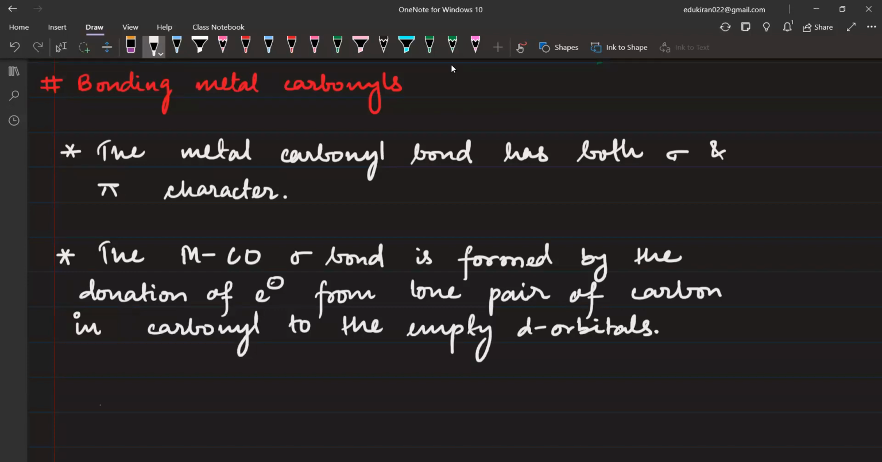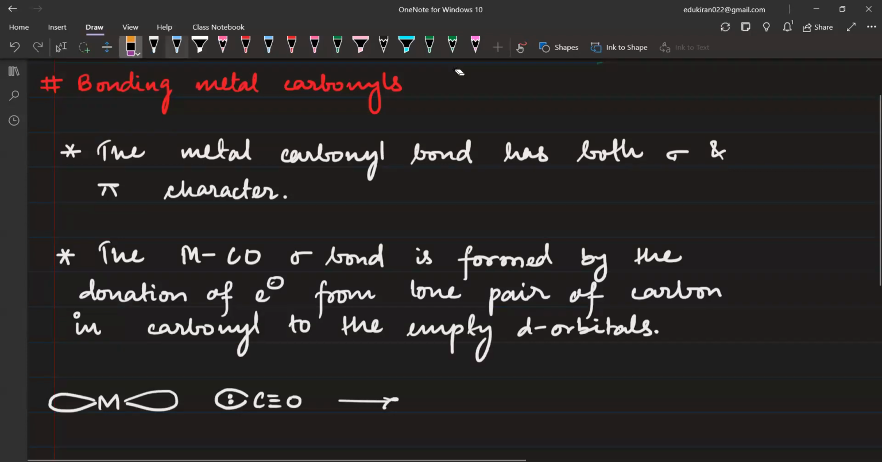Okay. So we have metal. Metal will have some d orbitals which are empty, and we have carbonyl. Now this carbonyl is having a lone pair of electrons on the carbon atom. The metal is empty. So this carbonyl gives the electron to the empty d orbitals. These two lobes overlap with each other, and then the sigma bond is formed.